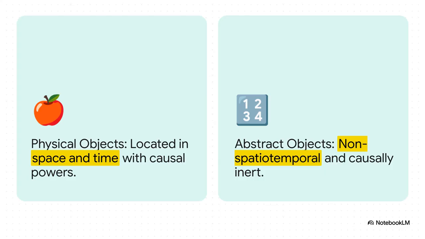And here is the absolutely crucial difference. Physical objects, like this apple, exist in space and time, and they have causal powers. They can affect other things. But abstract objects, they're the complete opposite. They exist outside of space and time, and get this, they're causally inert. That just means they can't push or pull or change anything in our universe. Now, this point right here is the key to the entire puzzle, so keep it locked in.